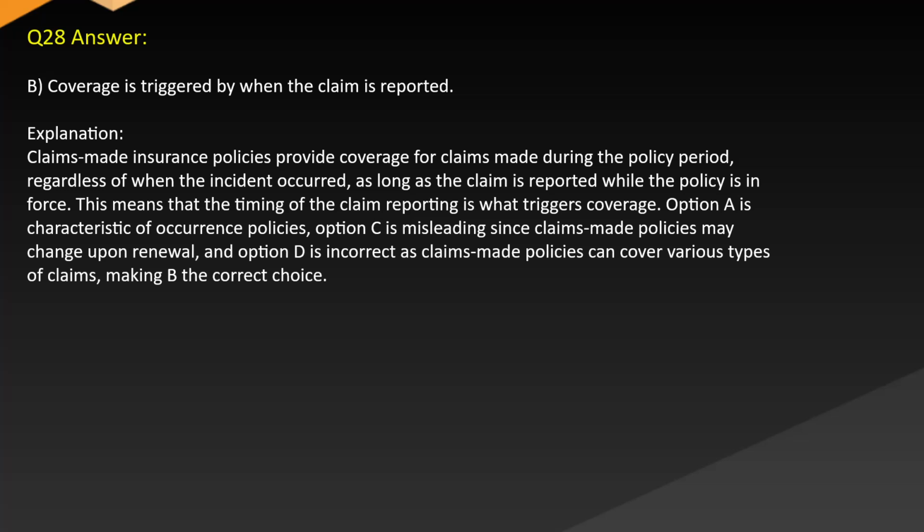Answer B. Coverage is triggered by when the claim is reported. Explanation. Claims-made insurance policies provide coverage for claims made during the policy period, regardless of when the incident occurred, as long as the claim is reported while the policy is in force. This means that the timing of the claim reporting is what triggers coverage. Option A is characteristic of occurrence policies. Option C is misleading since claims-made policies may change upon renewal, and option D is incorrect as claims-made policies can cover various types of claims, making B the correct choice.